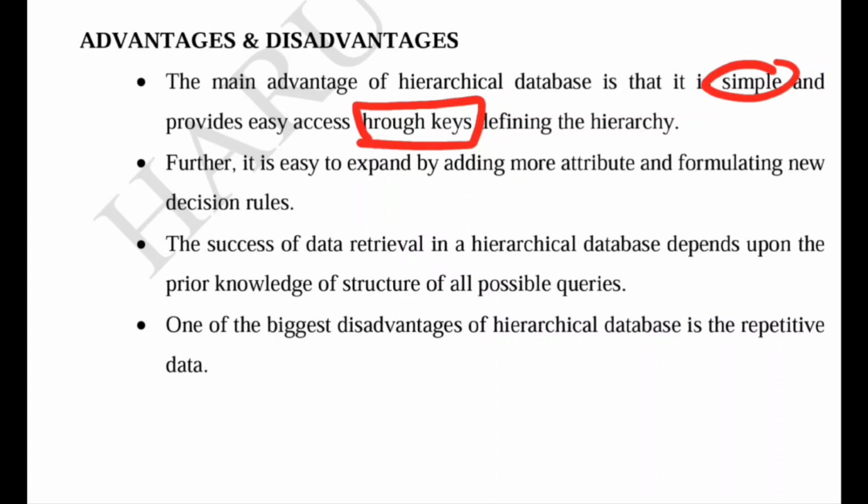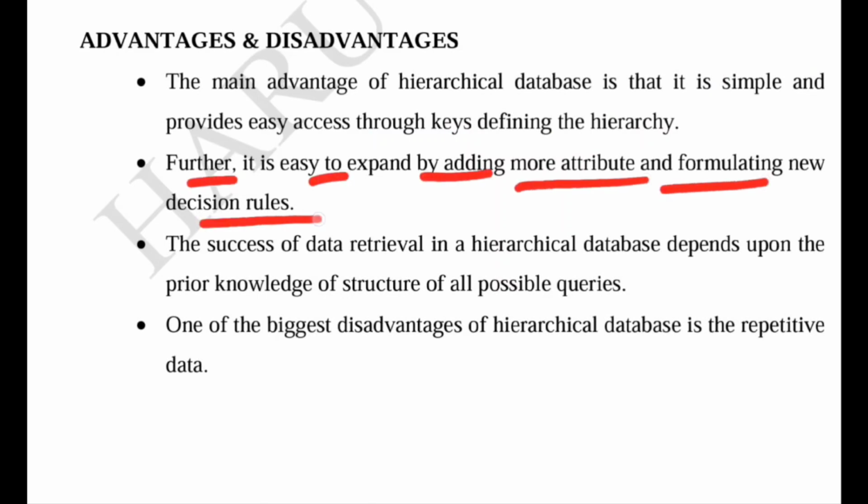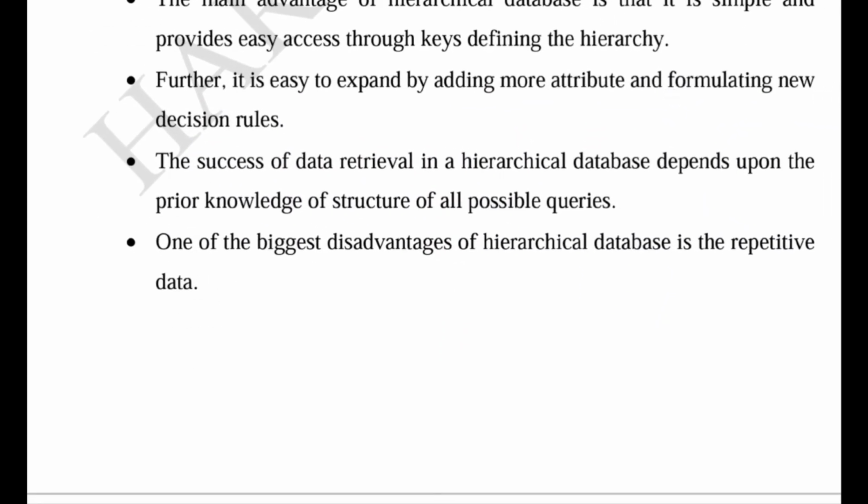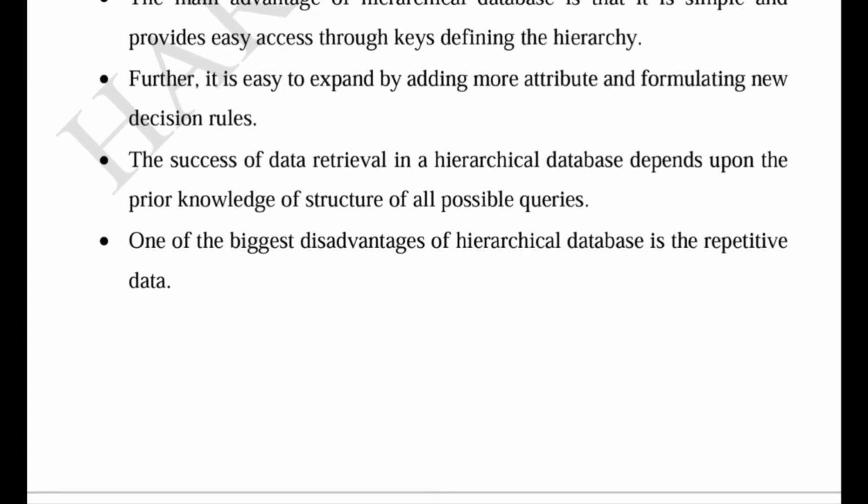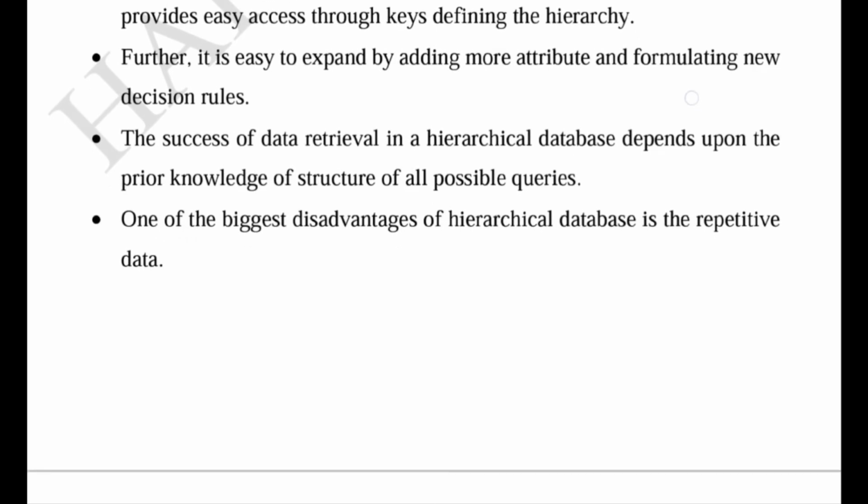Means if we want to know about the polygon, then we can easily find out with the help of 4 lines L1 to L4 that it was made polygon 1. So if we search for a key, polygon 1, then we will find the other 4 lines from which it has been made. Further, it is easy to expand by adding more attributes and formulating new decision rules. So we can easily add more attribute data, and we can make new decision rules to add to the data, but updating is very difficult in the hierarchical model.